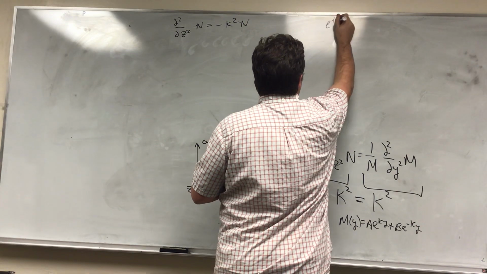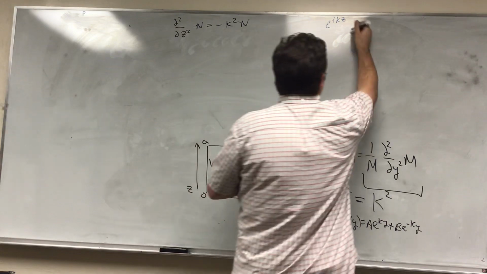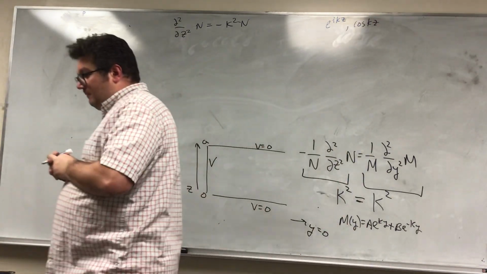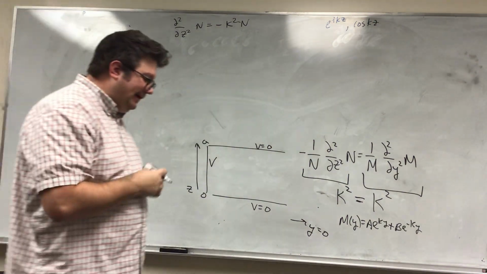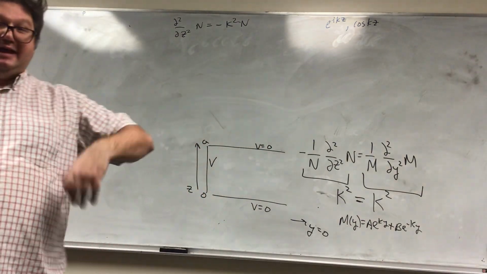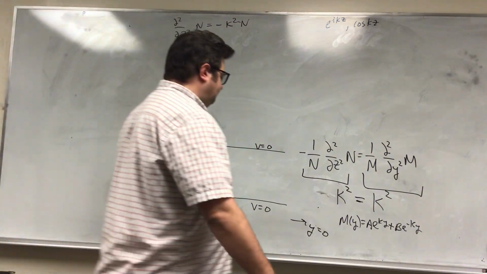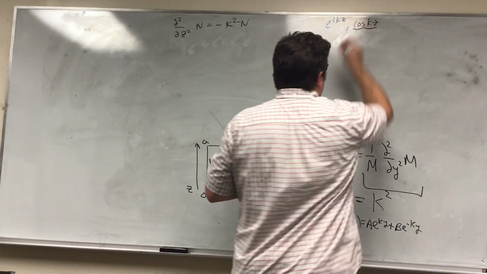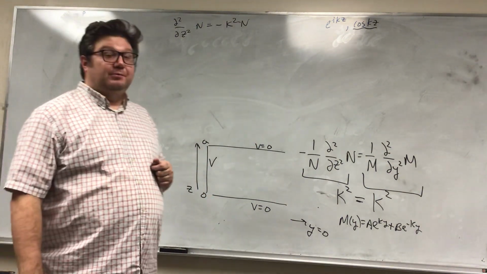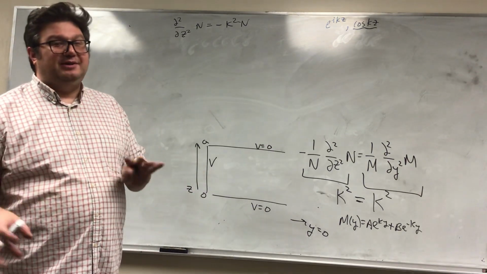e to the i kz, that works. How about cosine kz? That works, right? Well, the derivative of cosine is minus sine. Derivative of minus sine is minus cosine, which gives you that alternating pattern that you need. So which one am I going to use? In hindsight, I'm going to use cosine of kz. But you could use e to the i kz, and there will definitely be times when we use that.